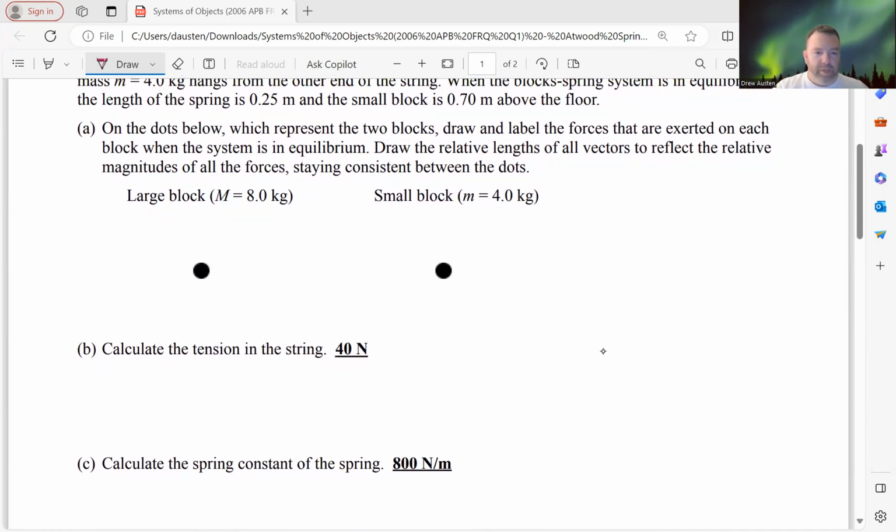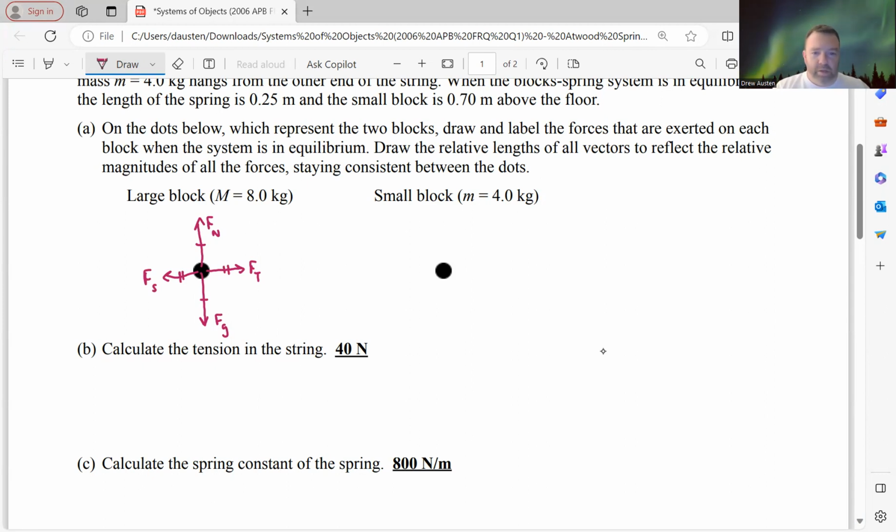So for the large block, it is on a surface. So we're going to go ahead and start with the downward gravitational force and the upward normal force. And those two forces will be balanced. So I'm going to go ahead and put a little tick mark on them, indicating that they are of equal magnitude. And then we have a tension force and a spring force directed to the right and to the left. And those two forces are also balanced.